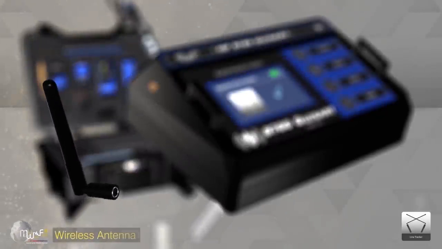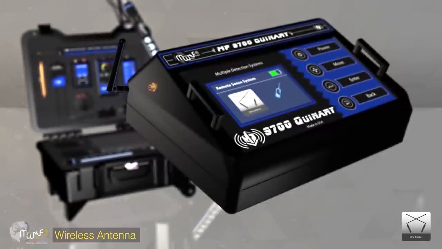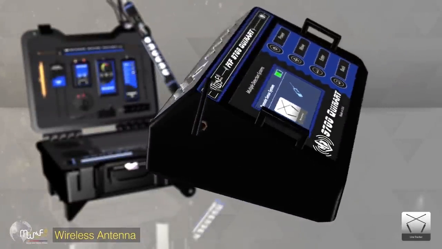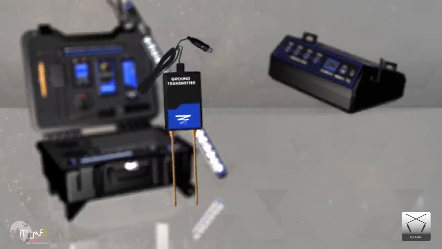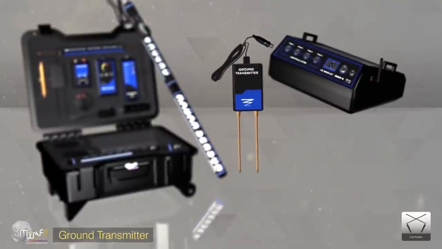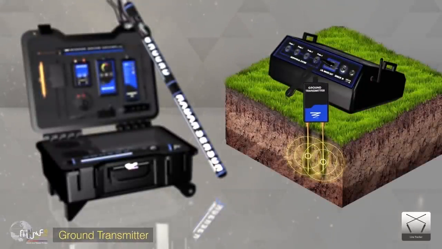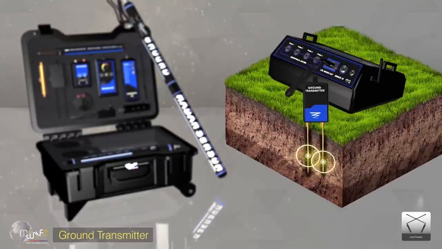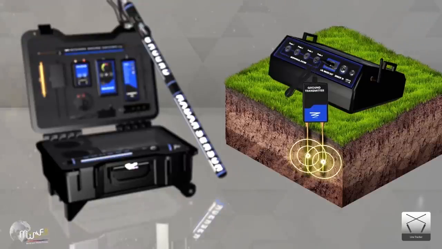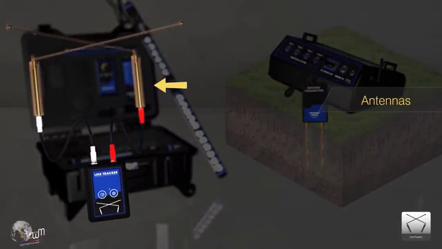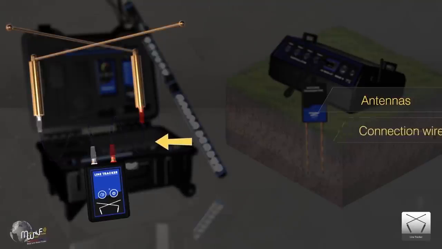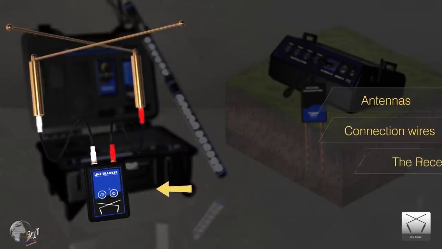First, connect the wireless connection antenna for transmit data. Then, connect the ground transmitter unit and implement it in the soil, which is responsible for the transmission of electro-frequency waves from the device towards the ground layers. This system consists of receiving antennas, connection wires, the receiver device.